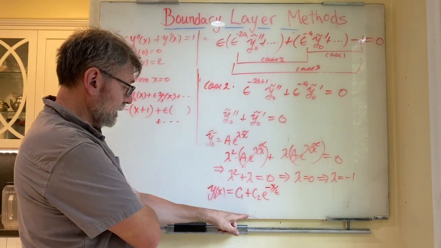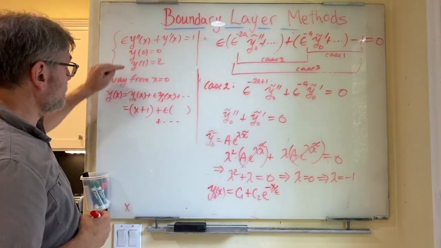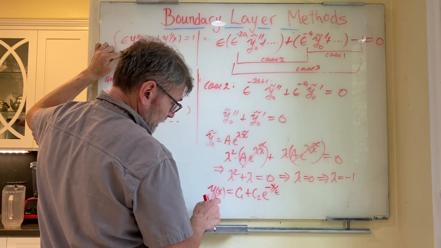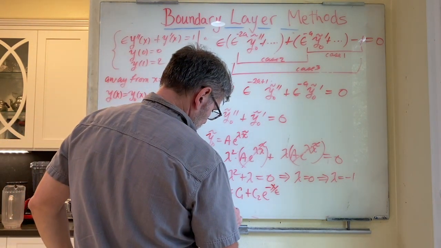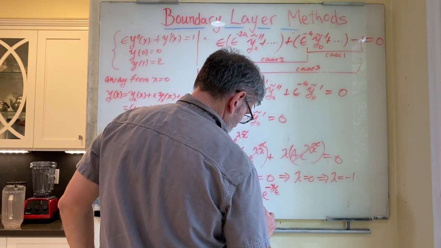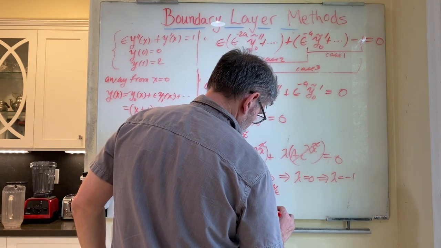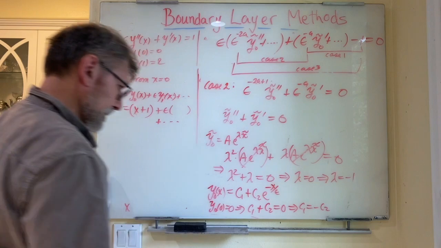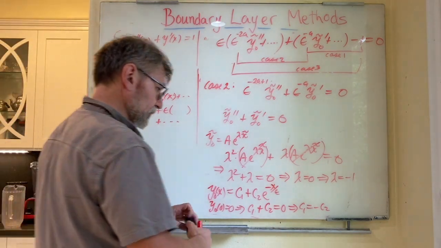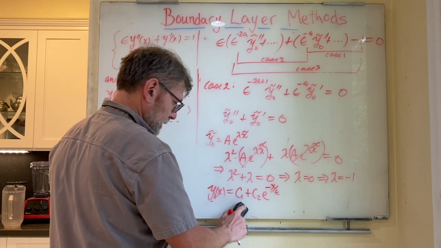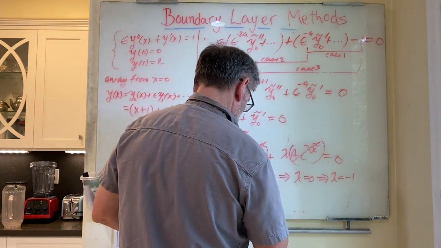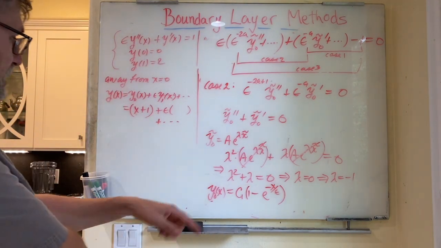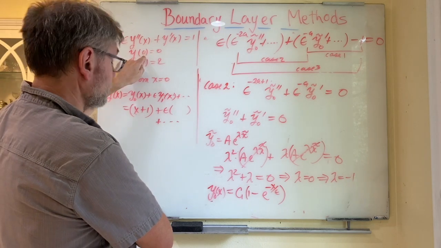And now we want to satisfy the boundary conditions, right? So the boundary condition y of 0 equals 0 implies that if I plug in 0, I should get 0. So y of 0 equals 0 implies that c1 plus c2 equals 0, or c1 is equal to minus c2. Right? So that means the solution is c1 times 1 minus e to the minus x over epsilon. Now this satisfies the boundary condition at x equals 0.